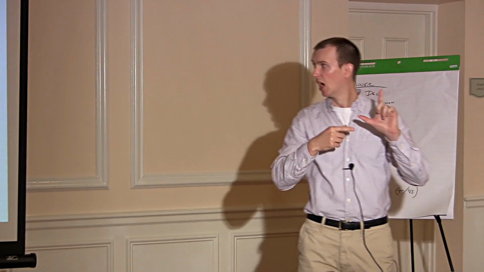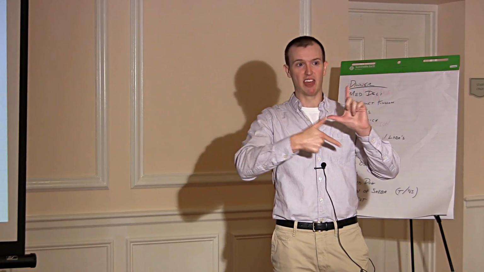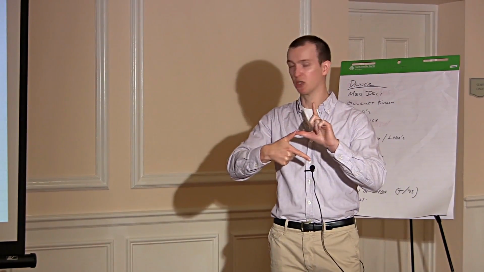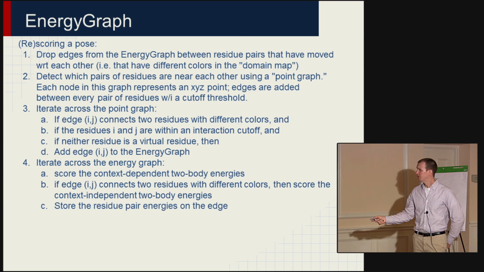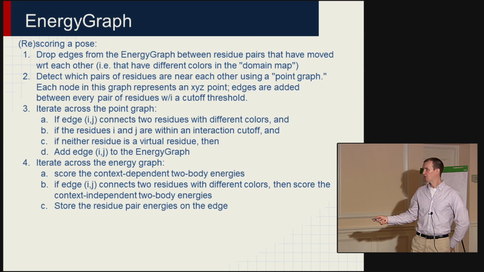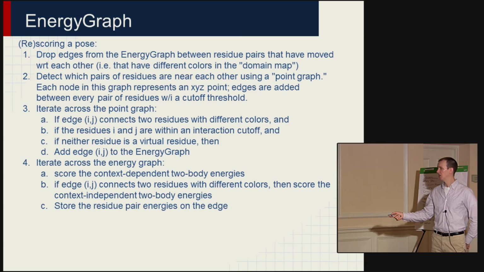So you know that they've moved with respect to each other. So in step one, if they had an edge before, that edge has been dropped. So now it's safe to add a new edge between that pair of residues. So you do that. You add an edge to the energy graph. And then you iterate across the energy graph, and for every edge, you have to rescore a portion of the energy function. But for edges that are connecting residues with two different colors, you know that you have a fresh edge.